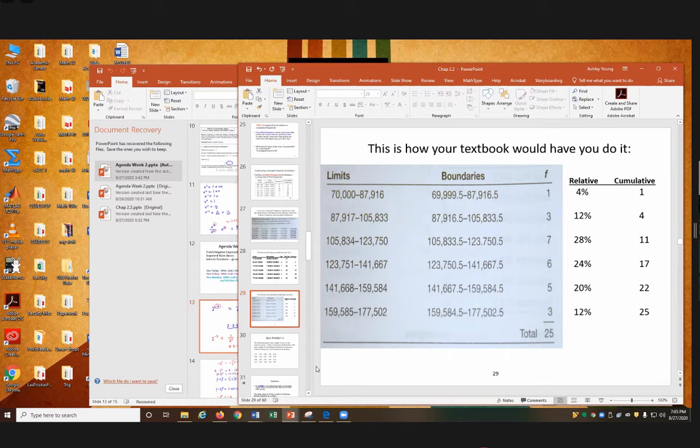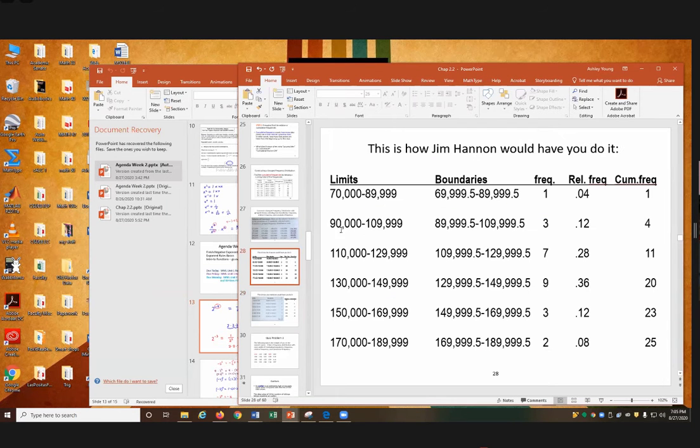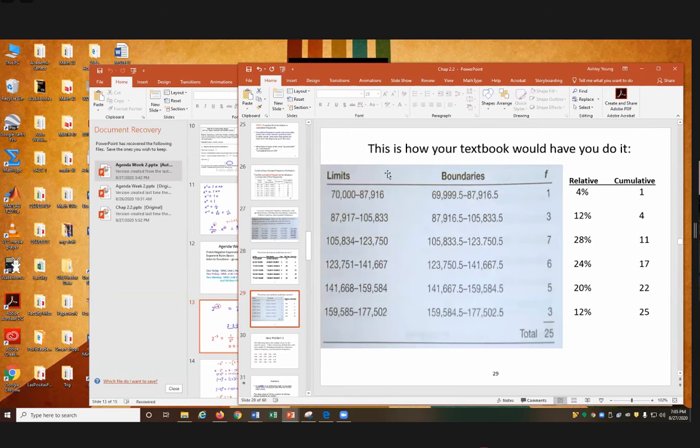Pretty much everybody agrees that these limits here are just a lot easier for people to read and understand at a glance, so they don't get tied up looking at the limits. Now they can focus their attention on looking at the frequencies and relative frequencies instead of getting hung up with these numbers and having that take up some of your working memory, right? So that's why his method wins, right? It makes more sense. The book is kind of crazy.